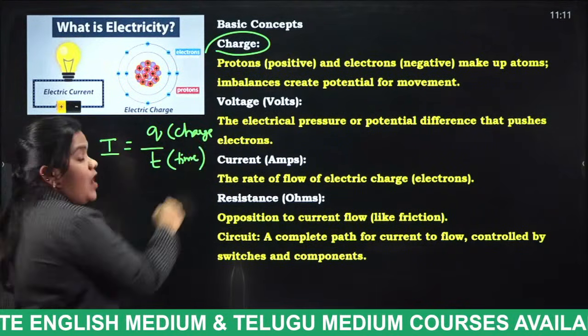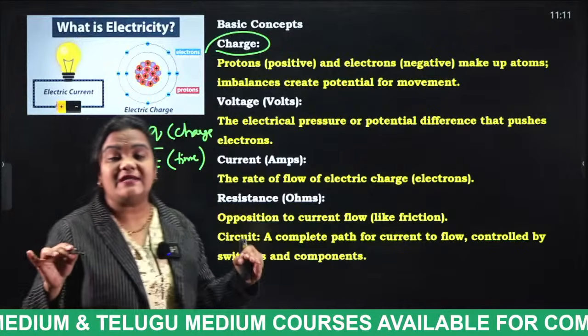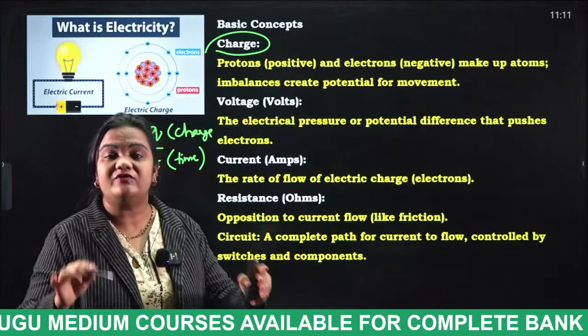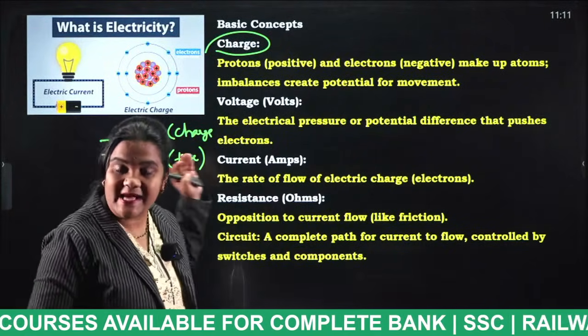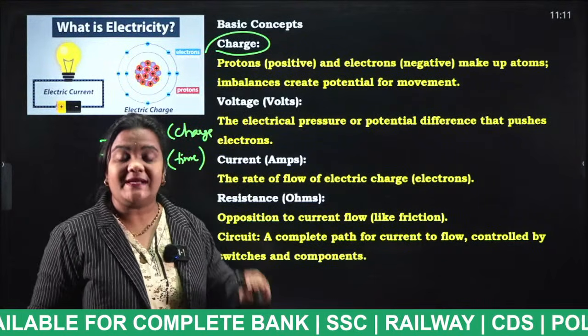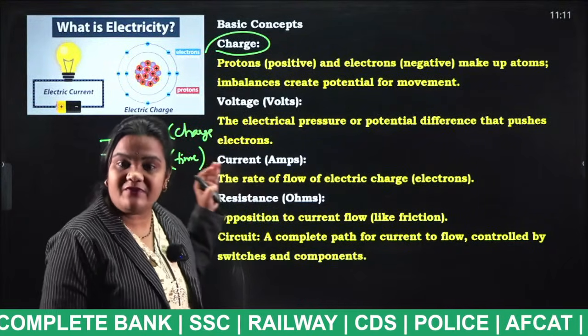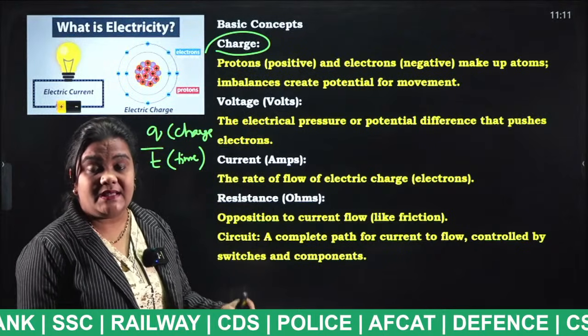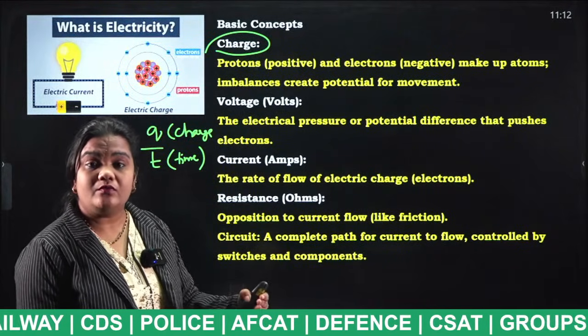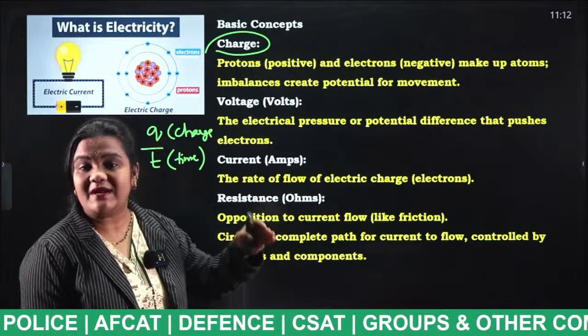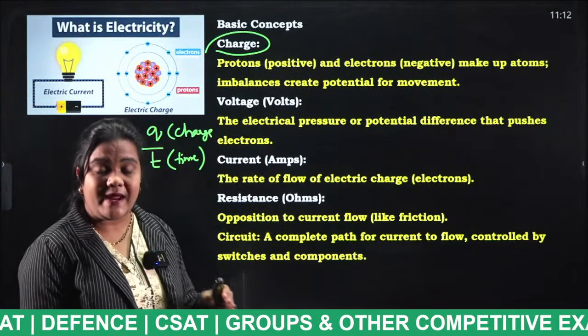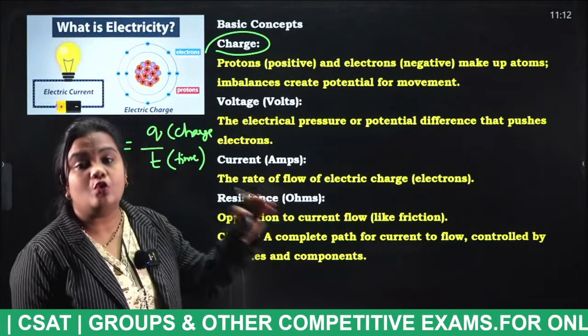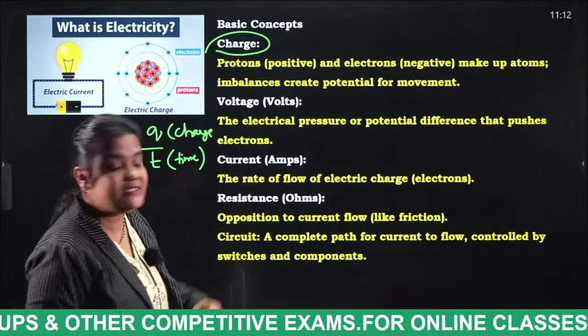That means the flow of charges. The flow of charges in a particular time is considered as current. Current is denoted by I and the formula for current is Q by T. What is the unit for current, students? Ampere. And what is the unit for charge? Coulombs. So remember, each and everything is important.